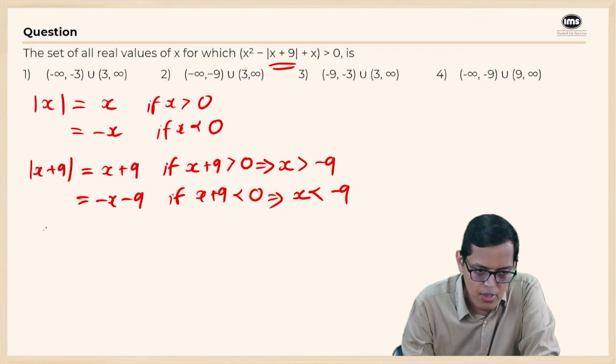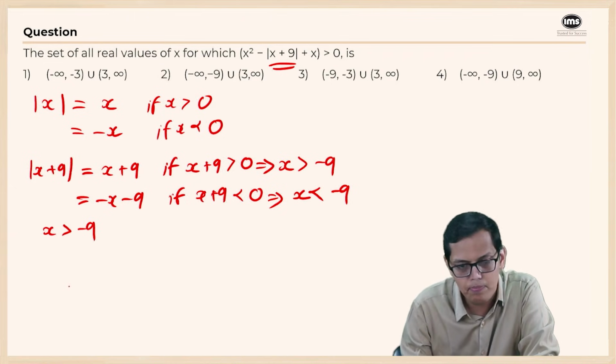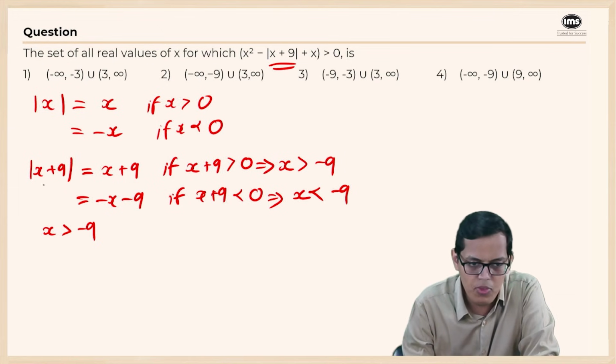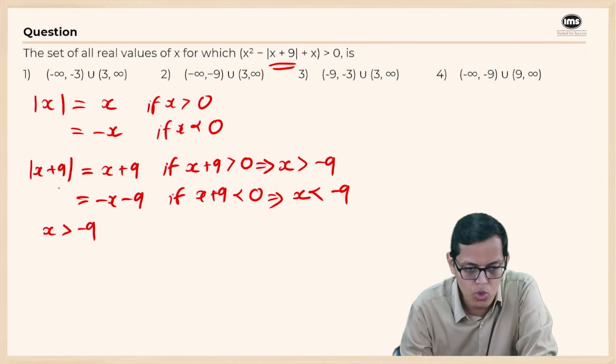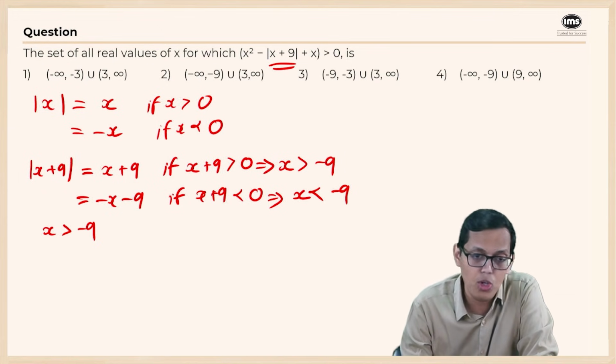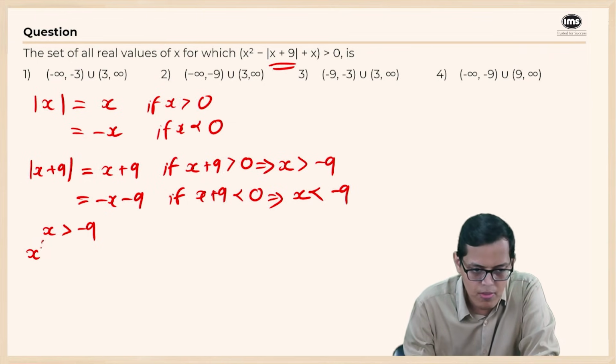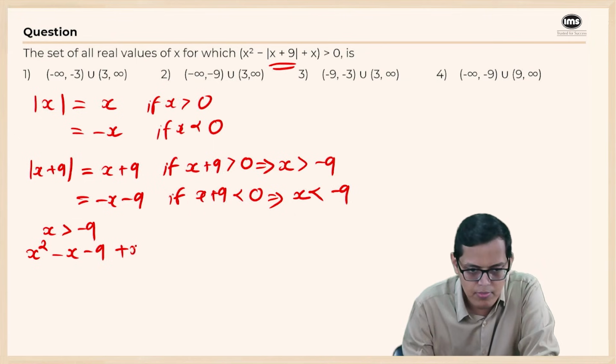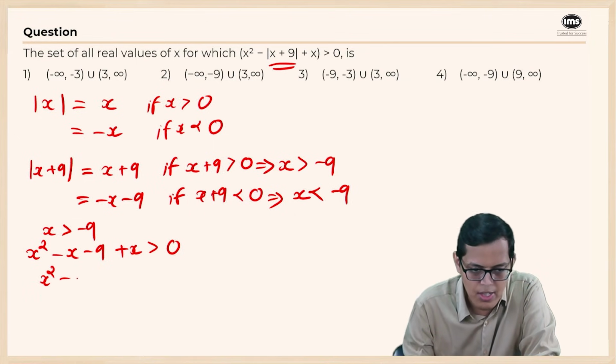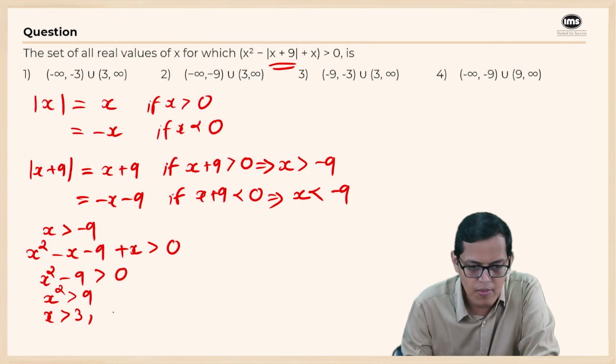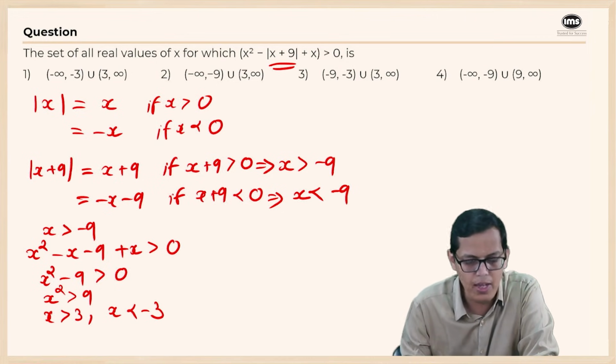So if x is greater than minus 9, then the modulus will have literally no impact on the solution. I'll simply replace the modulus by x plus 9, and the equation should look like this. This gives us x square minus 9 greater than 0, x square greater than 9, x greater than 3, x less than minus 3.